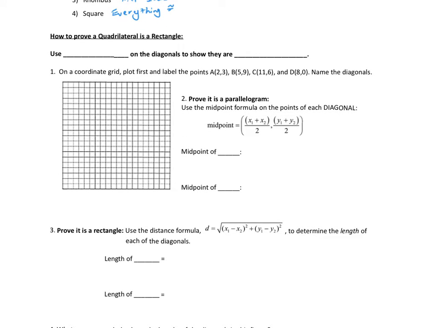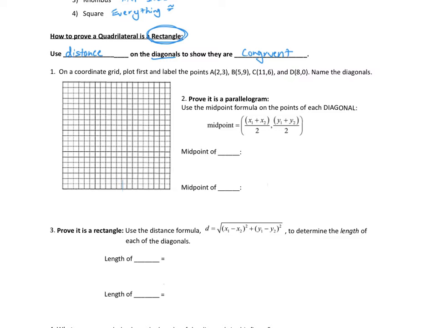So let's now see how to prove a quadrilateral is a rectangle. First, we want to use the distance formula on the diagonals. We want to prove that the distances of the diagonals are congruent because the diagonals of a rectangle are congruent. So here, write that down, congruent.